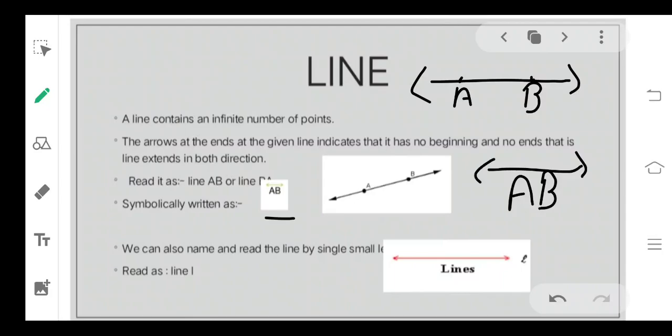We can also name and read a line by a single small letter. For example, you can see in this adjoining figure, and we are going to read it as line l. Students, you can also write line BA. When you see these two arrows, you are able to understand that this is the symbol of a line.